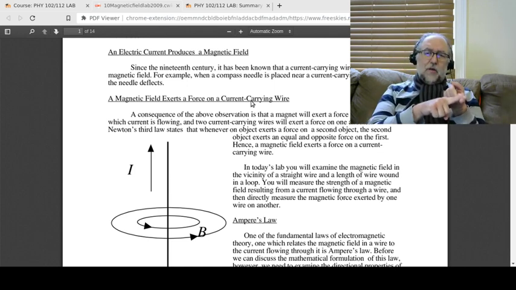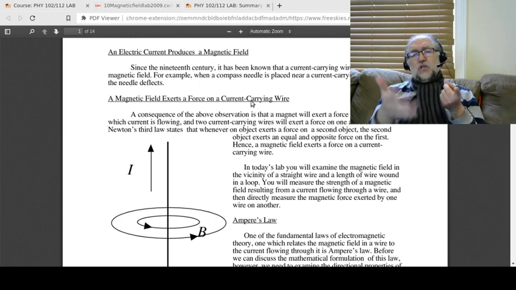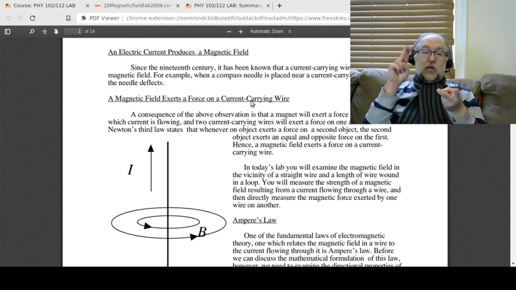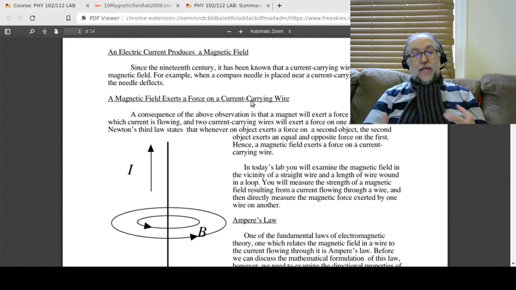Magnetic fields come out of currents. Moving charges, a moving charge is a current. So magnetic fields are generated by currents, and magnetic fields exert forces on currents. And that's the second thing we're going to show, and that's known as Lorentz's law. So let's start off with Ampere's law.